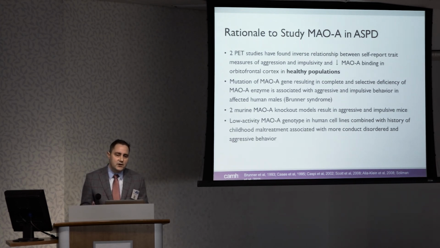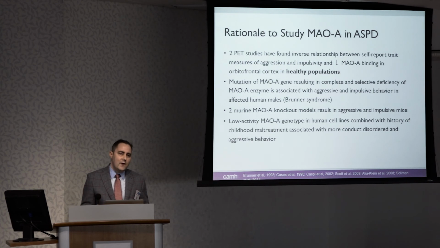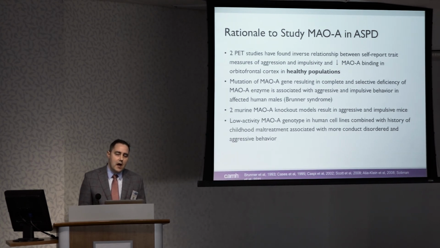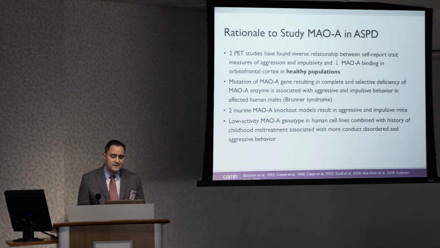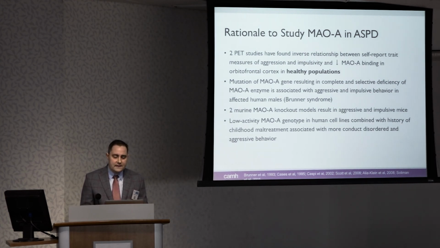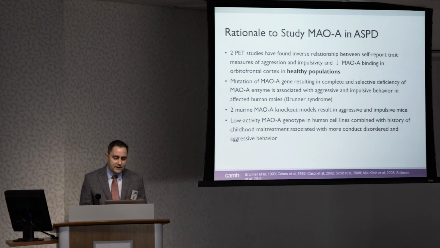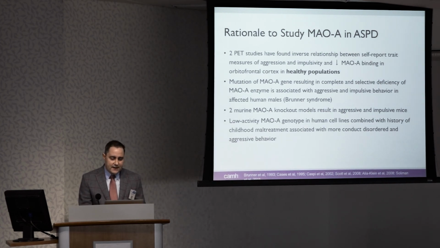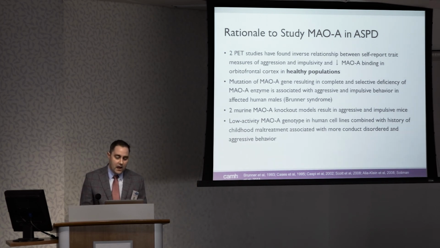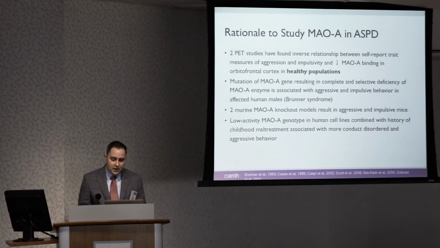So in a Dutch pedigree, all the males who had this mutation were all convicted for things like exhibitionism, attempted rape, arsonism, attempted murder. There have been 2 mice knockout models that result in aggressive and impulsive phenotypes. And I already mentioned that the low activity allele in combination with abuse leads to more antisocial outcomes later on.